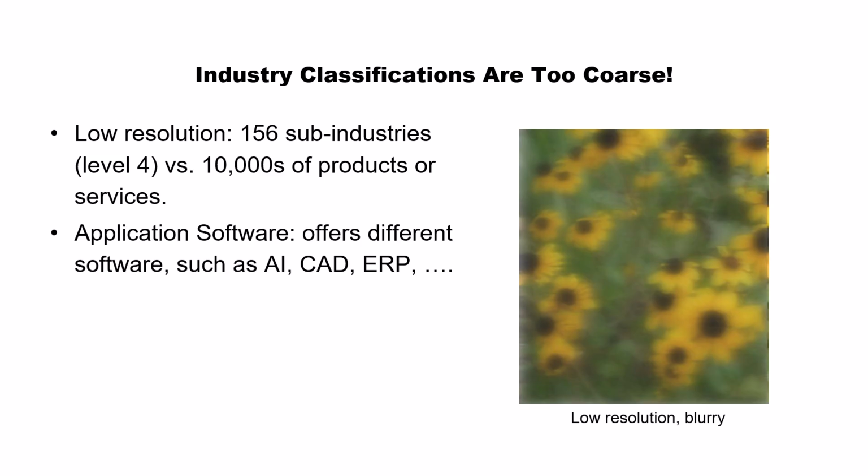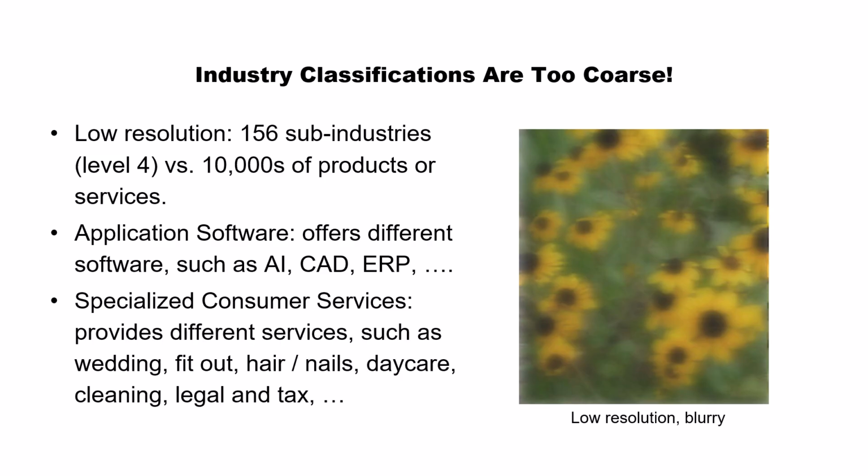Look at application software. Companies in this sub-industry offer different types of software such as AI, CAD, and ERP systems to meet different customer needs. Another example: companies in the sub-industry of specialized consumer services provide different types of services, such as wedding, fade-out, hair, nail, daycare, cleaning, legal, and taxes, and so on, but are all classified into one sub-industry.